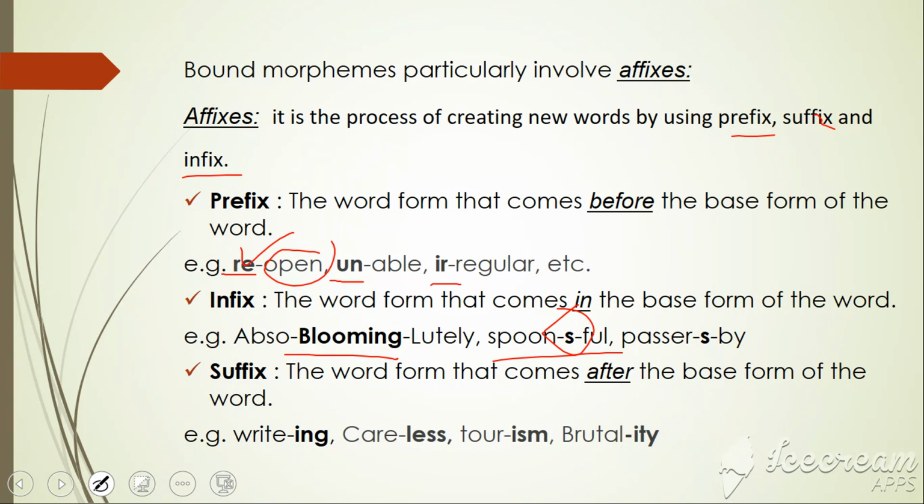So now come to the third part. What is a suffix? The word form that comes after the base form. Like in writing, we can see ing. What is ing? It is a suffix. In careless, what is less? It is a suffix. In tourism, ism. In brutality, ity. So we can analyze that bound morphemes particularly involve affixes.